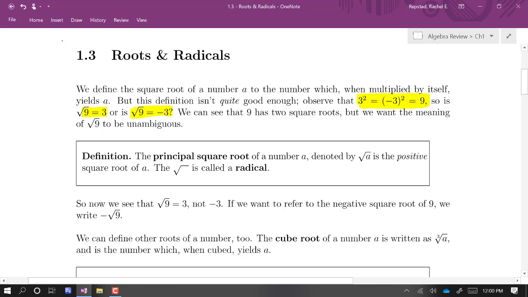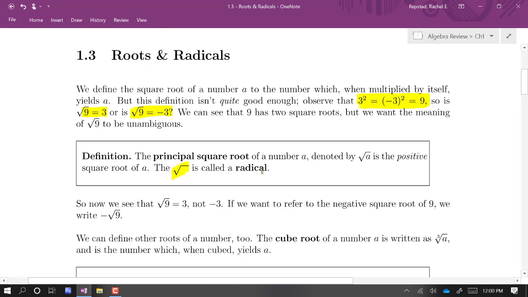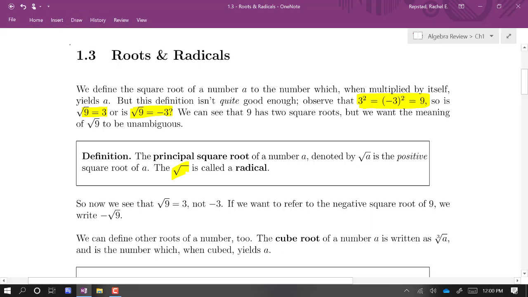So what we're going to do is just define the principal square root, and that is what we mean when we write the square root of a. It's the positive root. The principal root of the first root is the positive root. This symbol here is called the radical. When there's no number written in it, it's understood to be a square root.